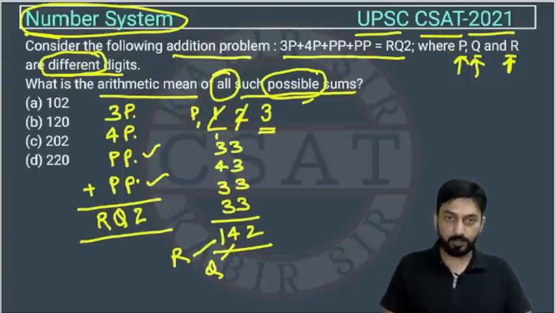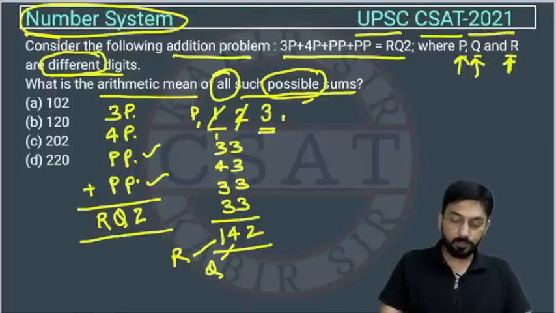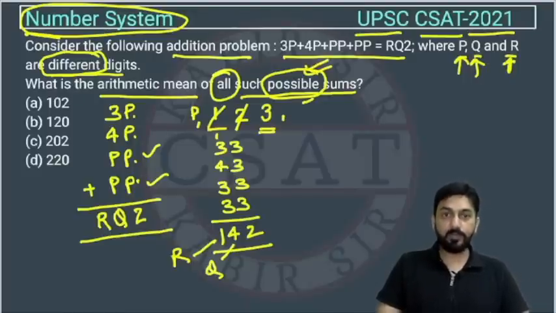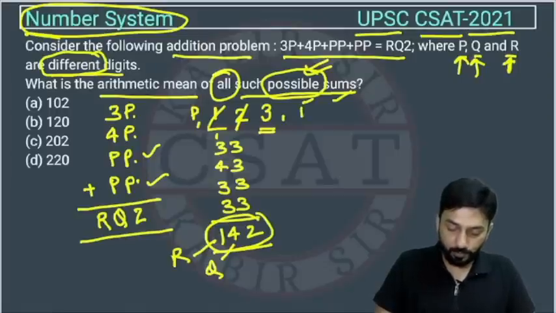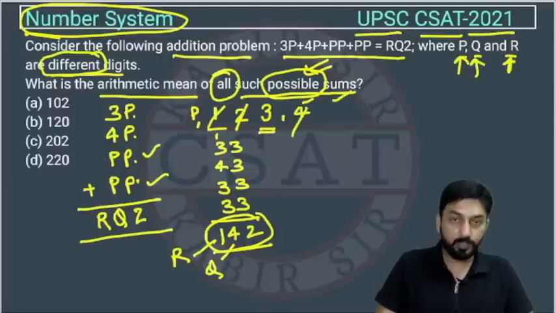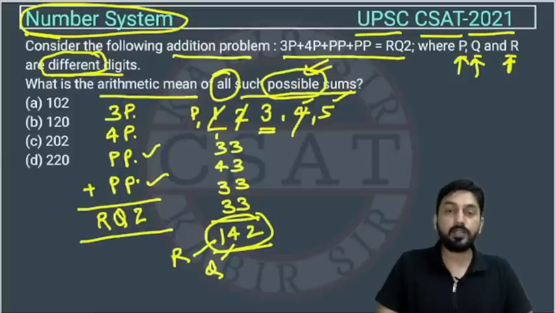Now let's check for the other values of P, because we know we will get more values because they have given, at last we have to take the mean of all such possible sums. Sum means this 142. So there is more than one value, I initially told you, right? So now put 4. If we are putting 4, this 4 plus 4, 8 plus 12 plus 4, 16. But the unit digit is 2. So 4 is not possible. If we are putting 5, 5 is not possible, right? Because in the case of 5, we will get 5 or 0, right?